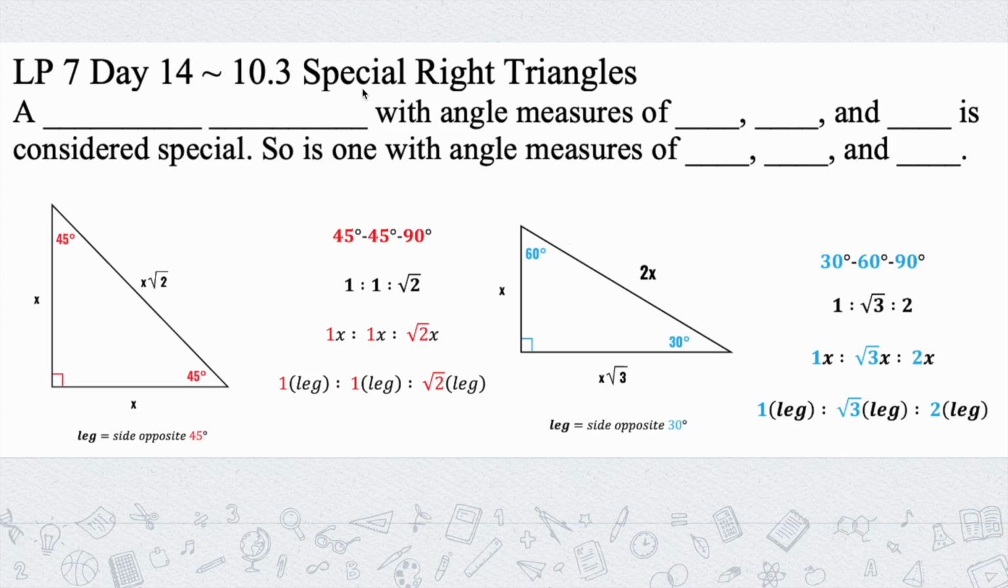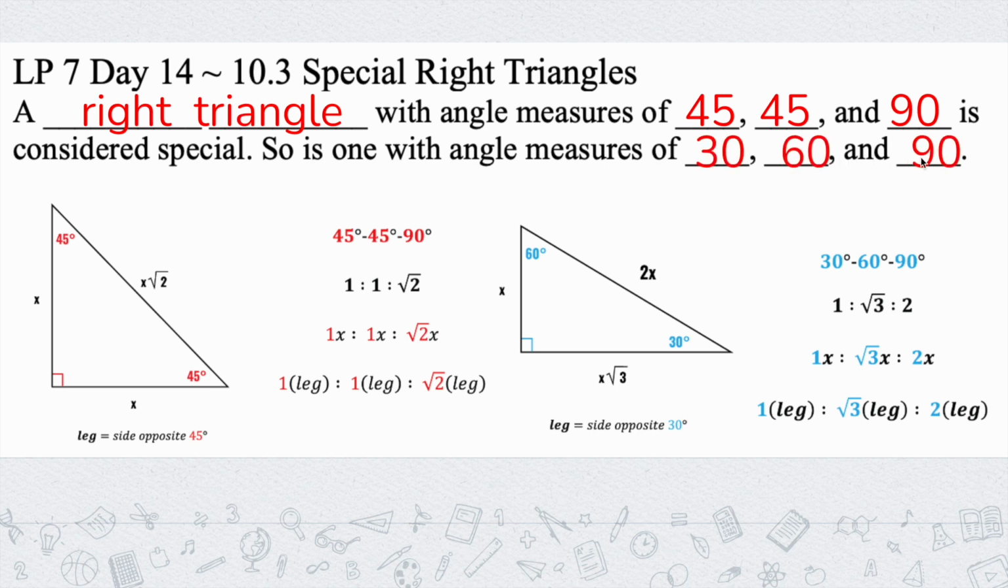In this video, we're going to talk about special right triangles. So the right triangle with a measure of 45, 45, 90 is considered special, and so is one with 30, 60, 90. So these have some very special qualities to them. If we take a look at the 45, 45, 90, that just has to do with the angle measures, right? We have two 45-degree angles and a 90-degree angle.